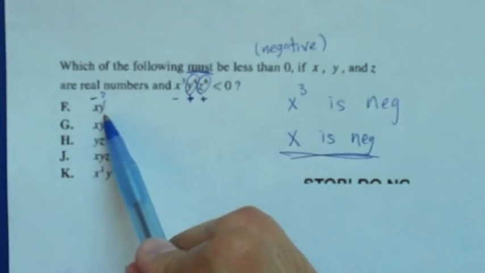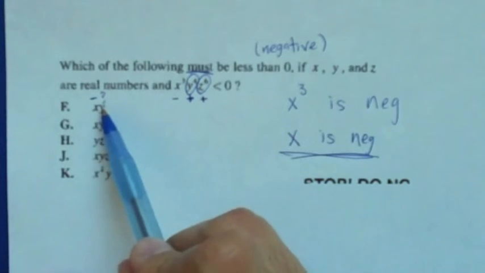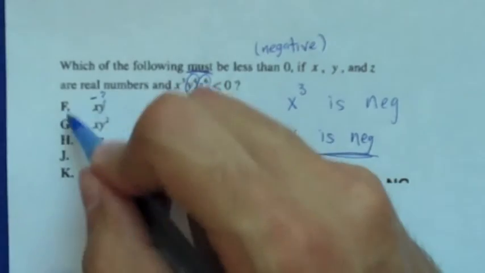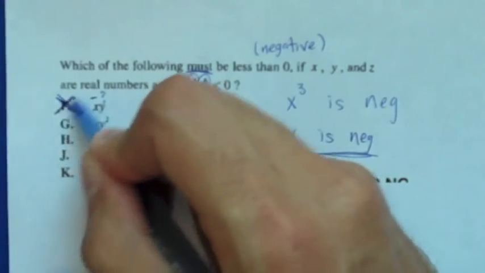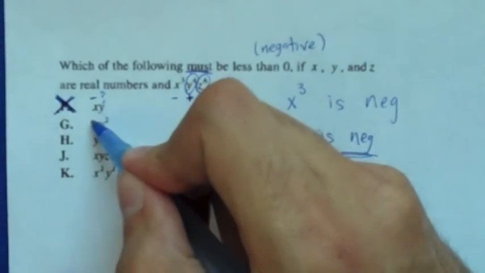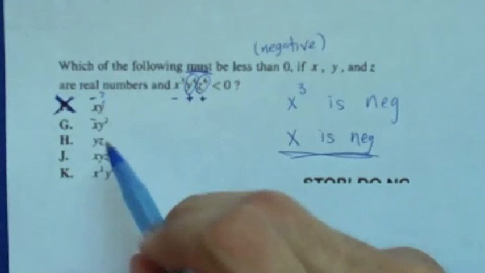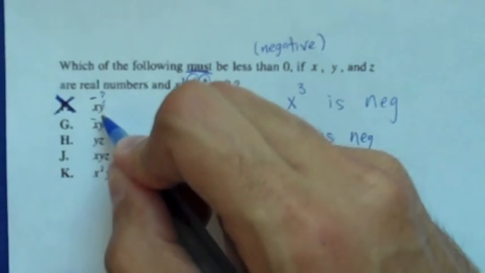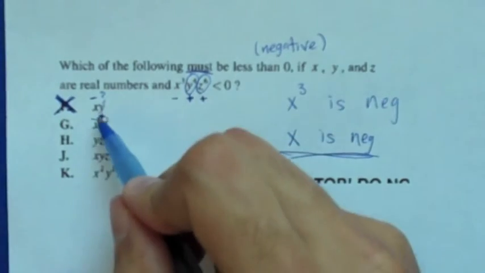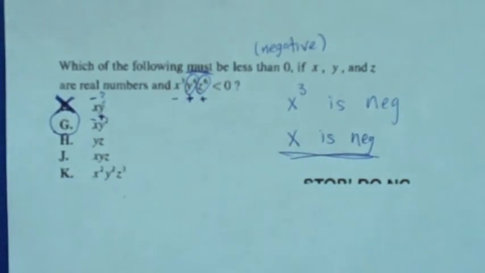If you look at the y right here, I don't know what that is. If it's positive, sure, I get some negative answer. If y ends up being negative, that'll be positive. This doesn't have to be less than 0. It's all dependent on y. For my next choice, remember x has to be negative. Y squared though, I don't know what y is, but if I square y, I'm definitely getting a positive. That's got to be true no matter what y actually is. A negative times a positive is always going to be a negative. The correct answer there is G.